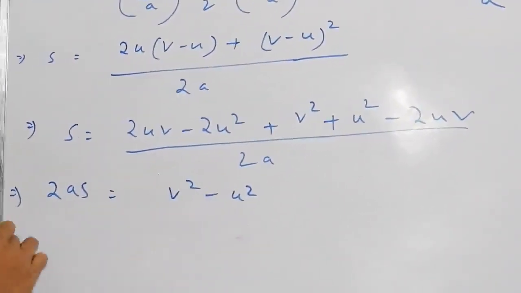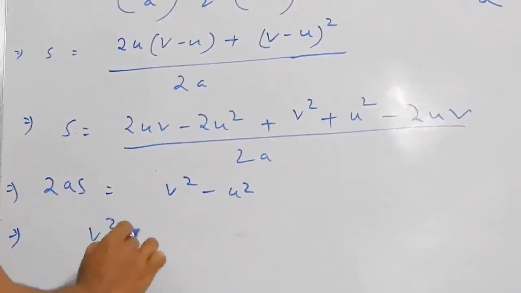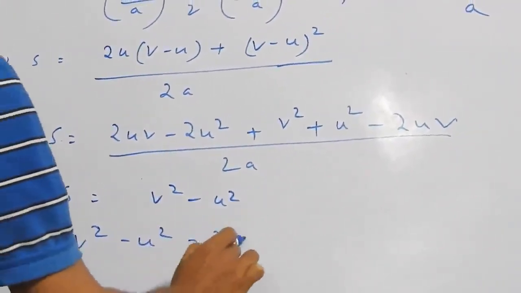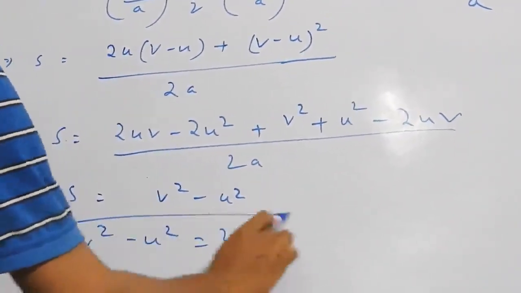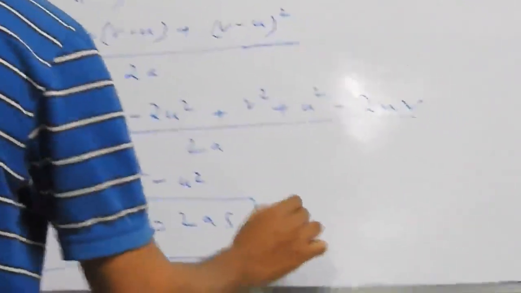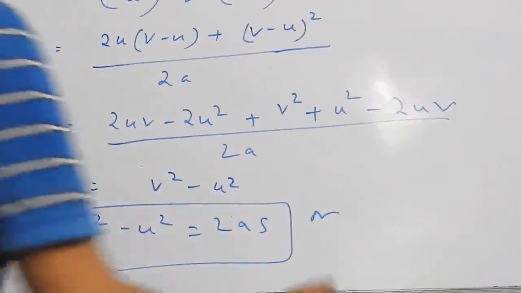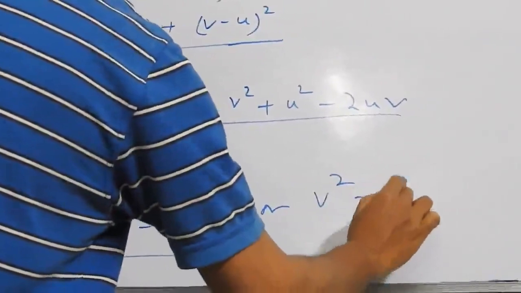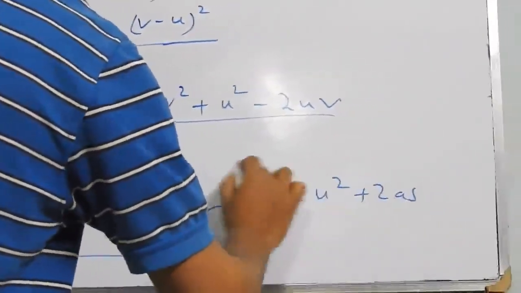So if we rearrange this, we can write v square minus u square is 2as. You can remember this in this form, or you can say by taking u square to the right hand side, v square equal to u square plus 2as.